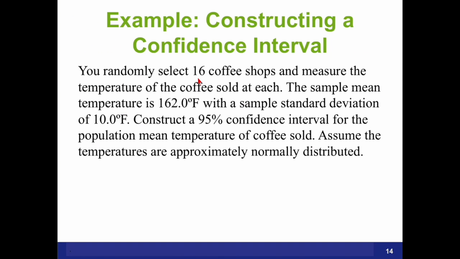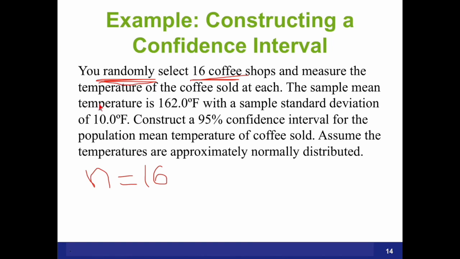You randomly select 16 coffee shops, so n is going to be equal to 16. When we see n equals 16, we know that at some point in the statement of the problem, we need to find that the original random variable is normally distributed, because this is a small sample size. So you randomly select 16 coffee shops and measure the temperature of the coffee sold at each. So you have your 16 data points.